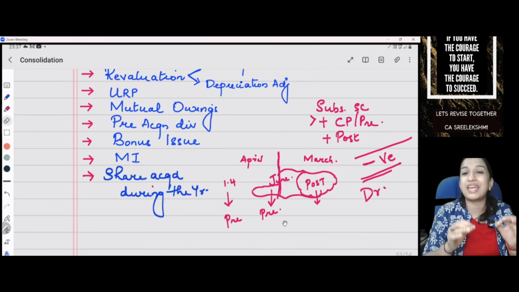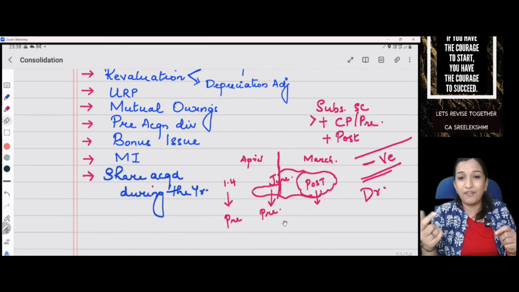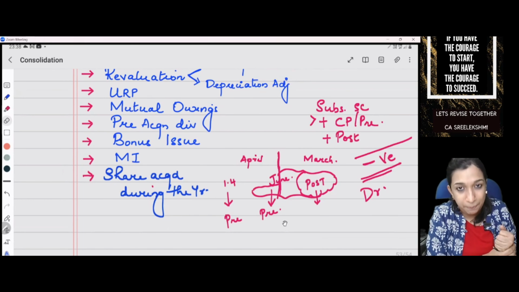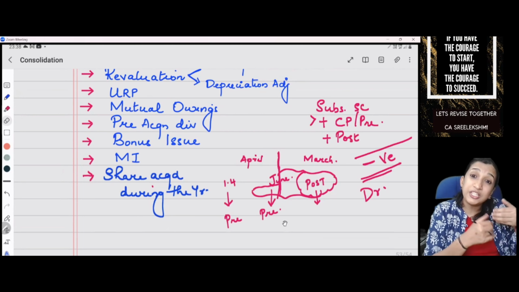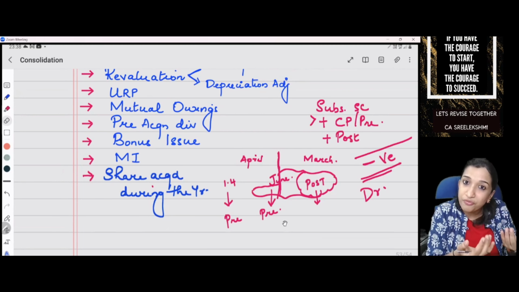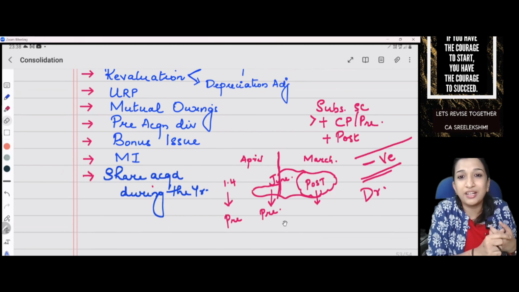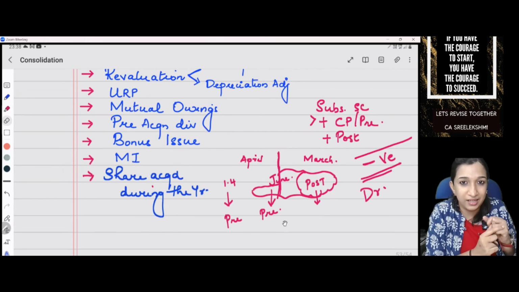Then minority interest can never be negative. If the share of loss exceeds the carrying value, that will remain as unabsorbed, to be taken by the parent company. Subsequently, if the share of profits exceeds the share of loss, then minority interest can be shown as a credit balance.